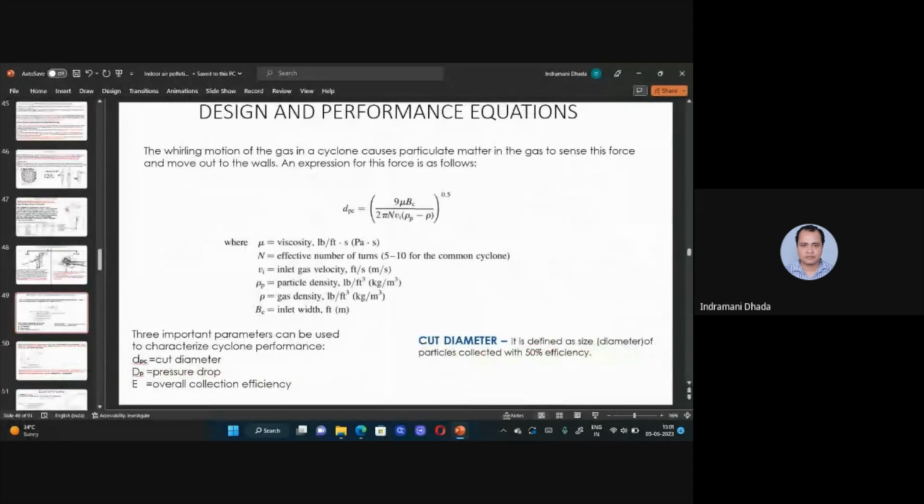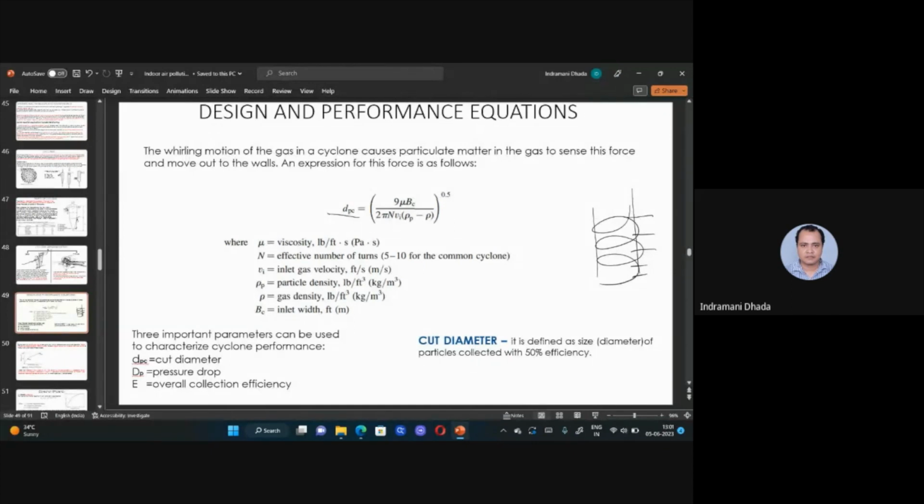Okay, so this is the cut diameter. Cut diameter means how you decide what kind of particle size you can trap through the cyclone. So that is the cut diameter, DPC. Okay, so this DPC you can easily calculate, where N is the effective number of turns, because inside the cyclone there are a number of turns. So that number of turns you can define as N, and the inlet gas velocity VI and other things you can easily learn if you go through the site.